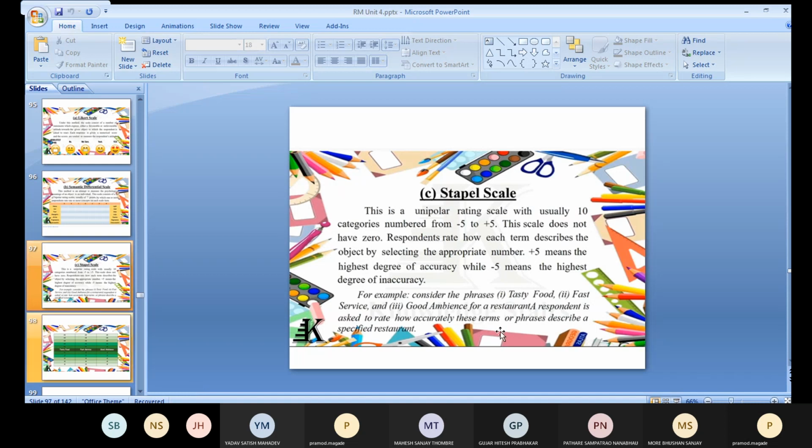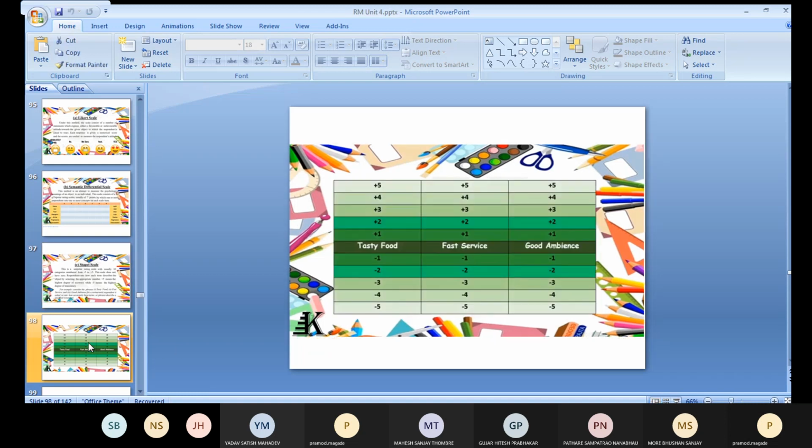So, you can see an example. Suppose in case of a hotel, tasty food is there, fast food is there, good service is there. In that case, we'll have to maintain this kind of chart. Suppose if the food is not tasty, I will have to mention a -5 rating, that is, not at all liked. If +5 is very much liked, likewise for fast service, okay is +5, not at all okay is -5, and so on. Zero is not included because they have to give something from their side. That's why zero is not included in the scale. So that scale is called a staple scale.